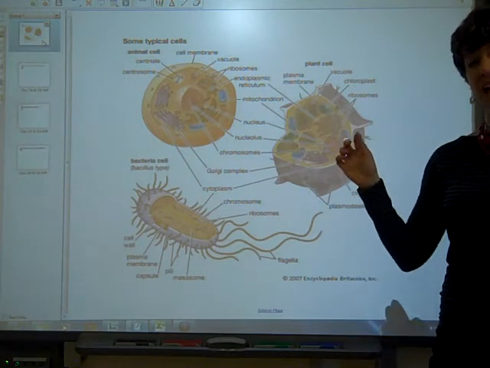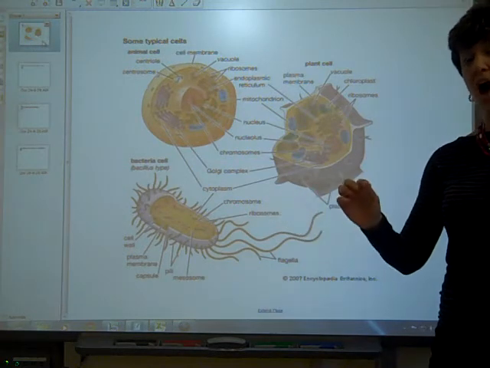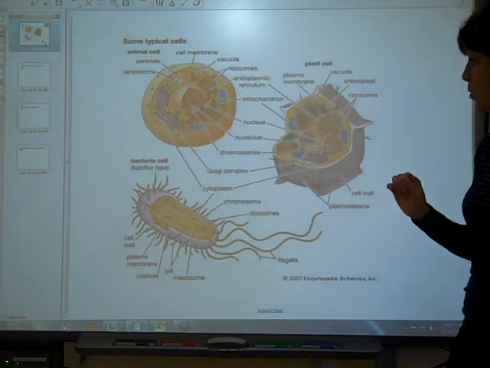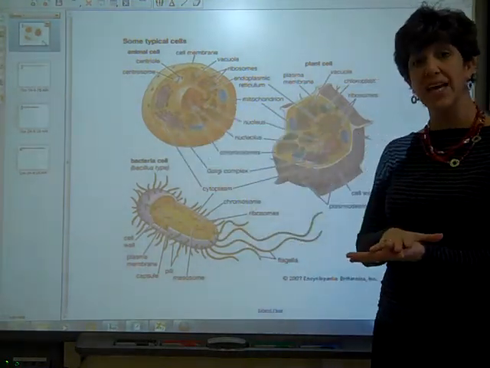It's 2 layers and it has pores. That DNA is too large to leave through the pores, but RNA is small enough to leave through the nuclear pores. All right, Golgi complex: it sort of looks like a stack of pancakes.